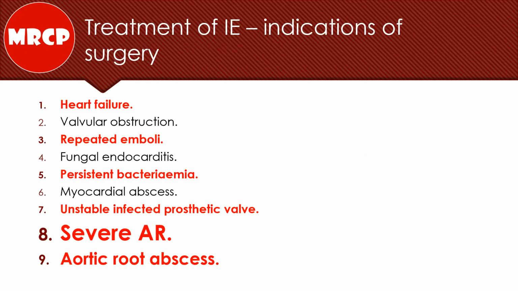And one month back, one patient presented to us with acute aortic regurgitation due to infective endocarditis. It was complicated by heart failure, and we referred him for immediate surgery. Under cover of antibiotics, this patient had an aortic valve replacement. He is alive and doing well now. Secondly, valvular obstruction. If this patient presents with valvular obstruction, this is an indication of surgery.